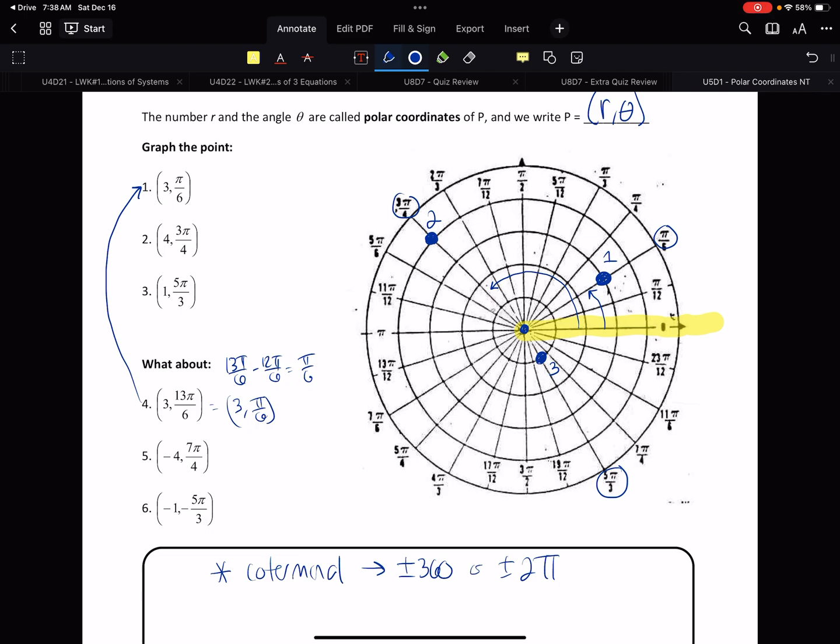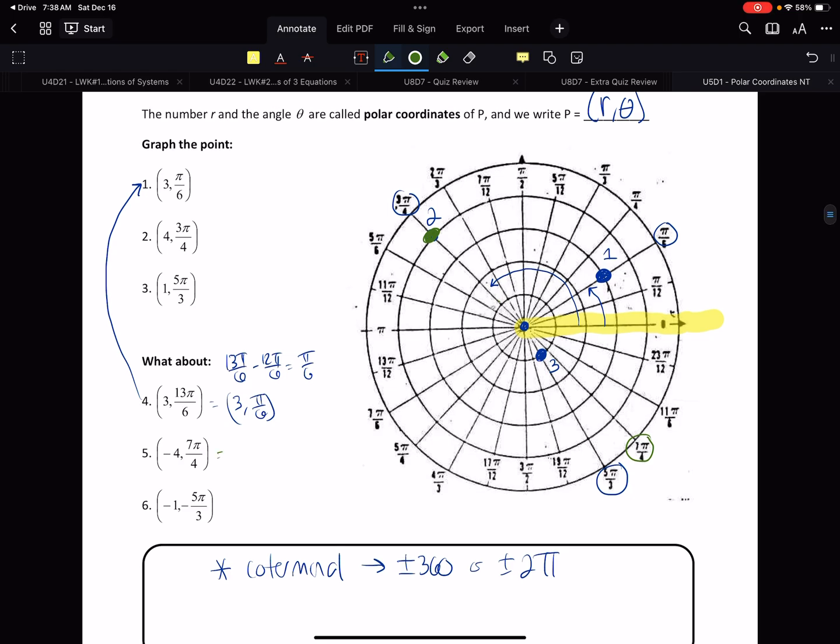Now for 5, we have the scenario where we have a negative r. So 7 pi over 4 is here. We're obviously not going to go from the pole down that line because we have the negative. So we go to the pole and we go the opposite. And by going the opposite, guess what? Negative 4, 7 pi over 4 is the exact same thing as 4, 3 pi over 4. So a negative r leads to this.